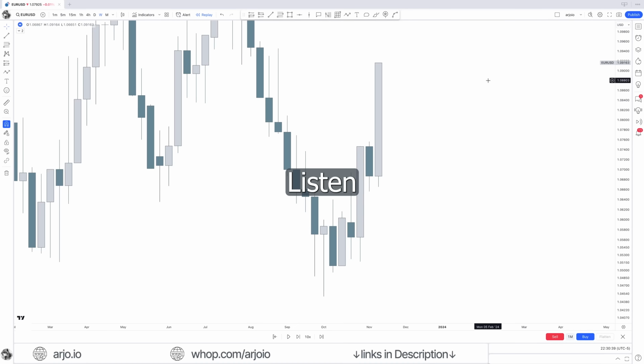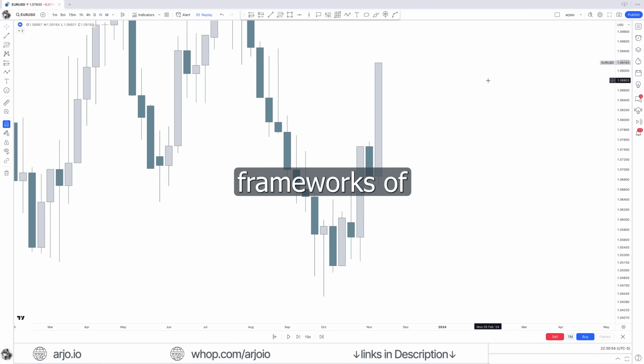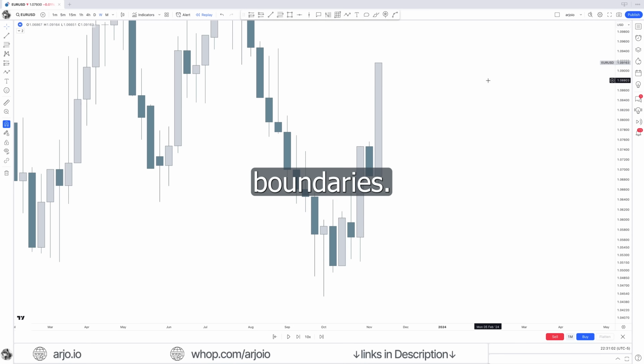All right, listen very closely because you will learn how to create a trading plan that prints money consistently. So diving straight into it, what are the frameworks of a trading plan? The frameworks of a trading plan, and how every trading plan works, is its consistent boundaries. So what does that mean, consistent boundaries?